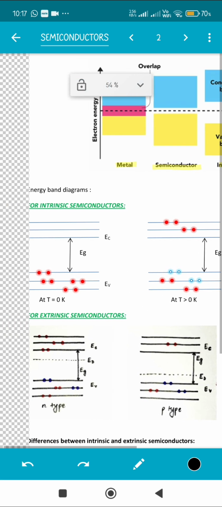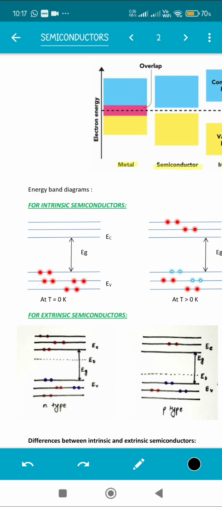Now let's study about the energy band diagrams of intrinsic semiconductors and extrinsic semiconductors. This is a very, very important diagram. Every year at least one question is asked from here. So please mark this as very important. So EV represents the valence band and EC represents the energy of the conduction band, and EG represents the energy gap.